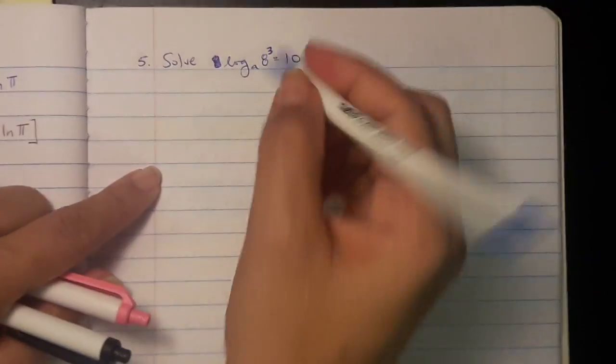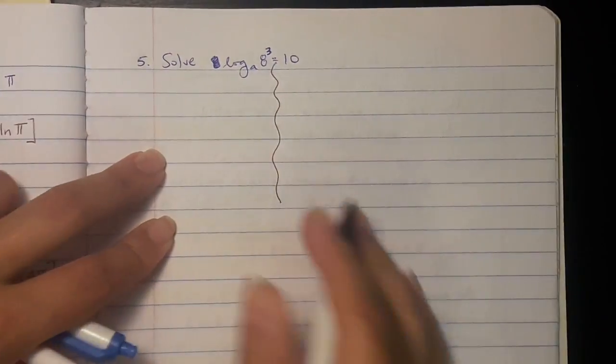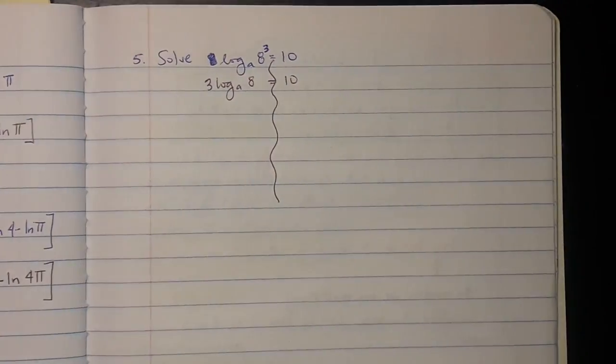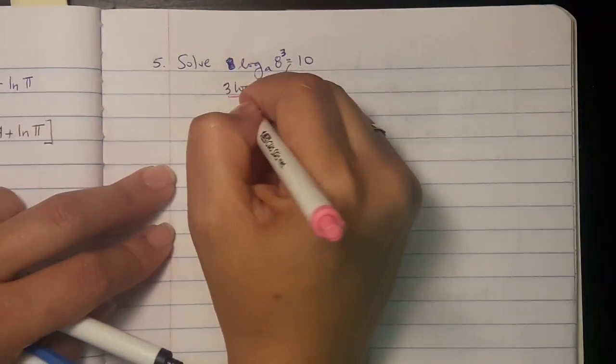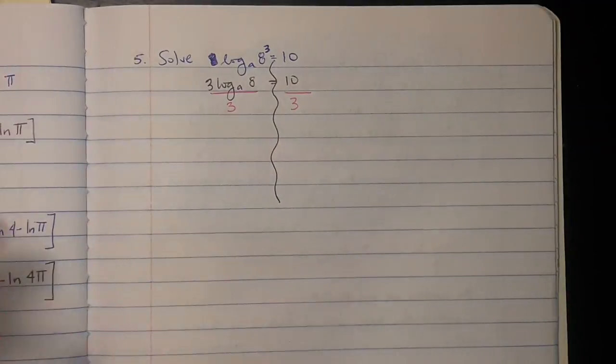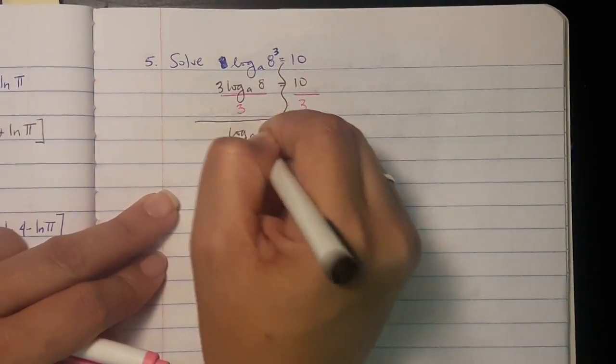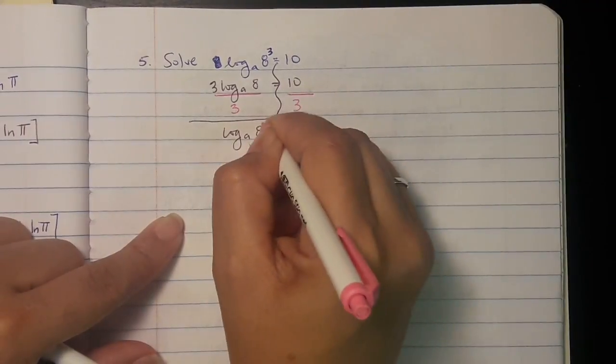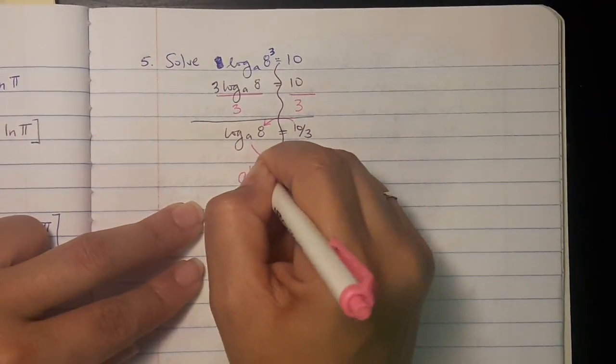Now, there's several ways you could do this. You could evaluate 8 cubed, but I'm not going to. I don't feel like dealing with big numbers. So I'm just going to use the power rule to bring it down to the left. This is what I have. Then divide by 3. Then I'm left with log to the base a of 8 is equal to 10 over 3. And then again, starting at the first number, going past the equals and back around, a to the 10 over 3 equals 8.